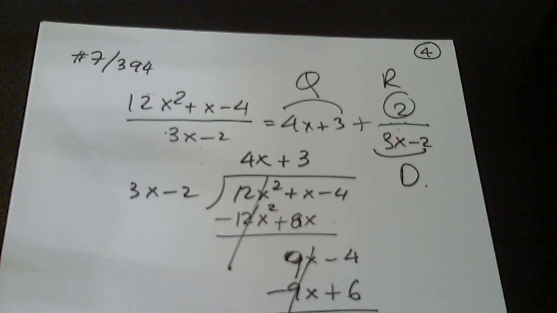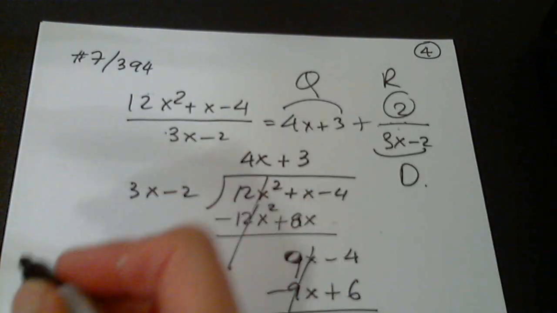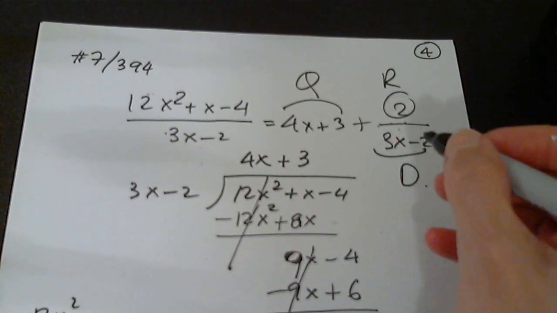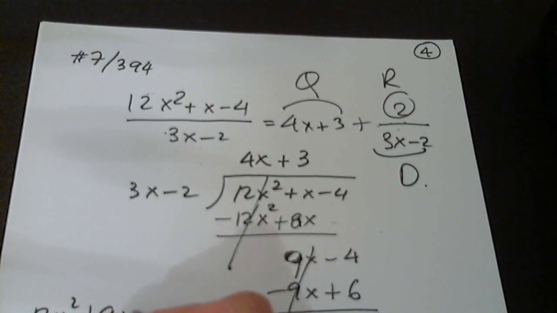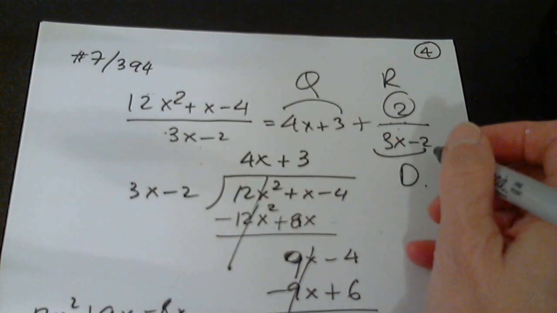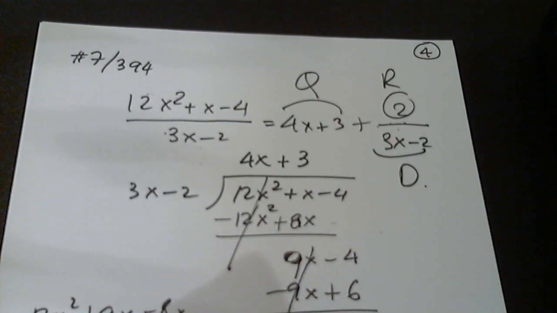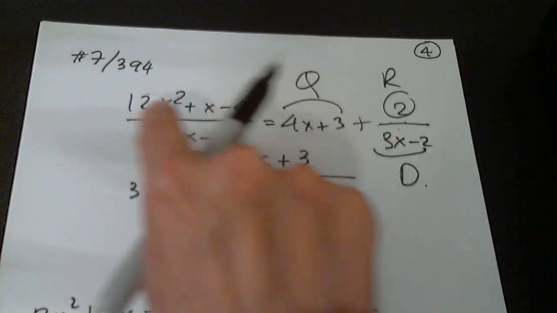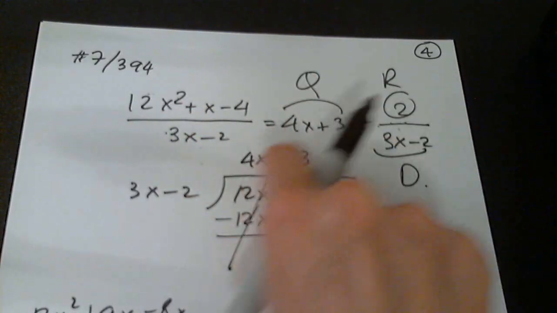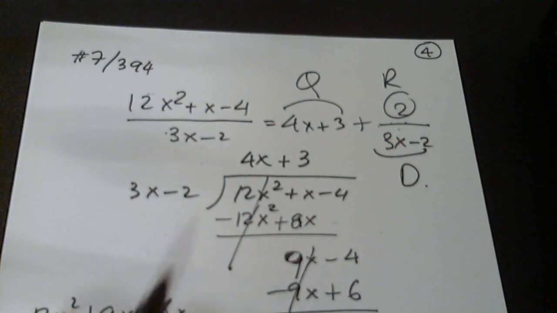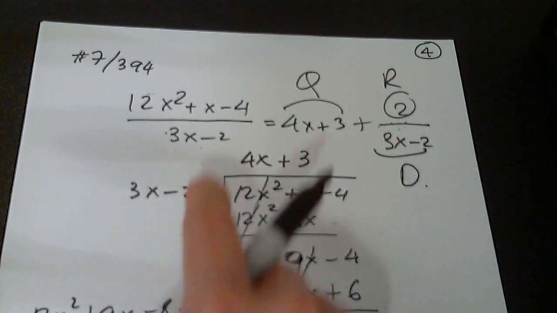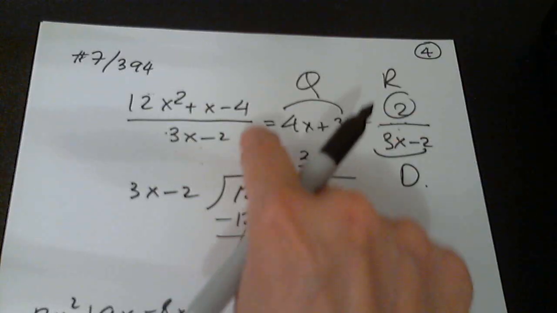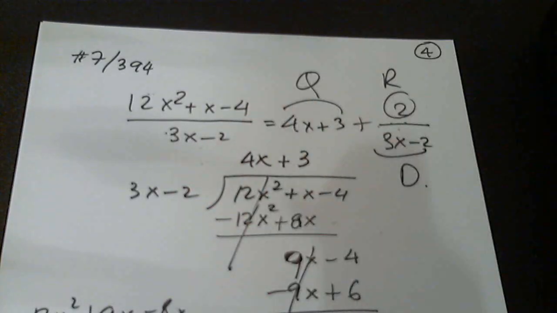You want to check? Let's check. 3x times 4x, 12x squared. 3x times 3, 9x. Negative 2 times 4x is negative 8x. Negative 2 times 3 is negative 6, and then plus 2. If I don't recover the numerator, this makes no sense. So 12x squared, yes. 9x minus 8x, yes. Negative 6 plus 2, negative 4. Yes. I checked. This is it.